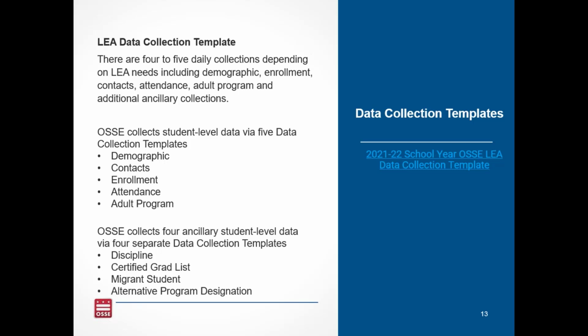Just to reiterate, this is an accumulative feed. We should not be removing students or deleting students from our student information system, okay? We also have the attendance data collection. This is letting us know for those students who are stage 5 enrolled and receiving educational services, we should be receiving attendance for those students.